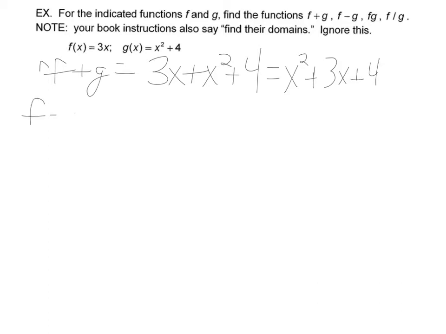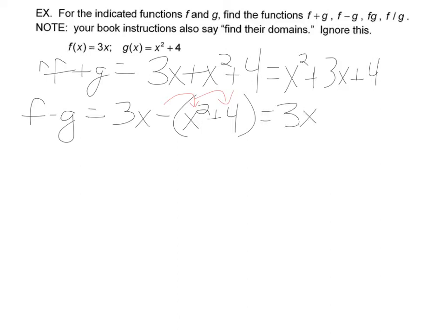F minus g. Whenever I'm subtracting, it's a good idea to put the second term in parentheses so that you'll remember to distribute the minus. So it would be 3x minus parentheses x squared plus 4. That helps you remember that this minus, the subtraction, affects both the x squared and the 4. So then we have 3x minus x squared minus 4.